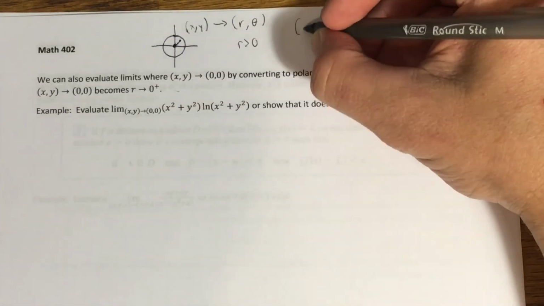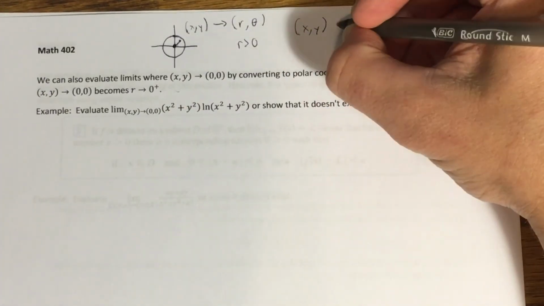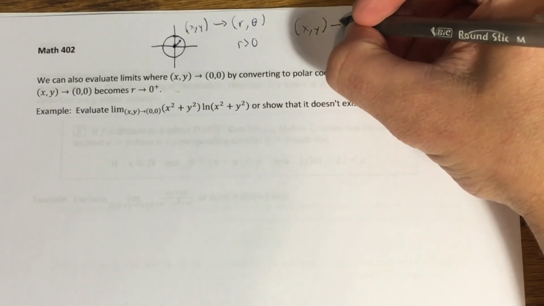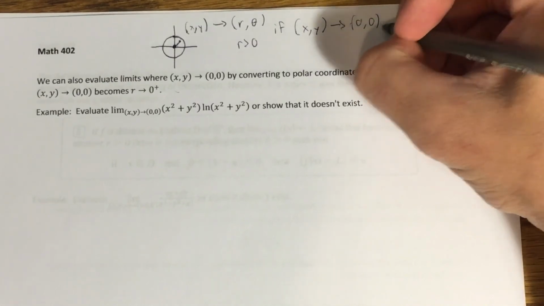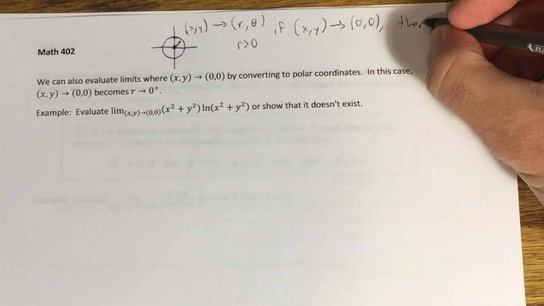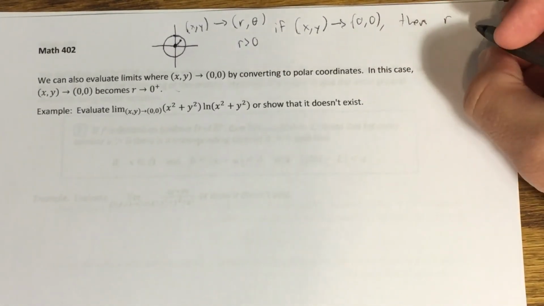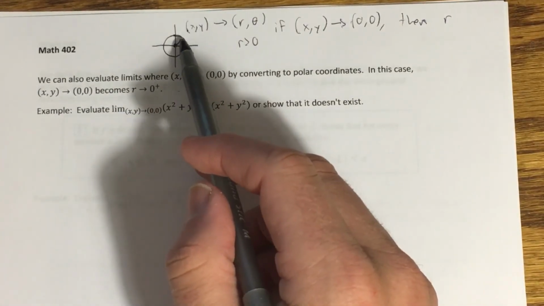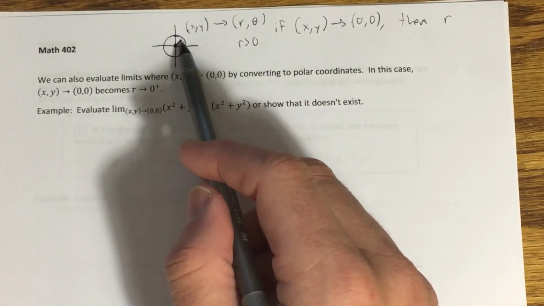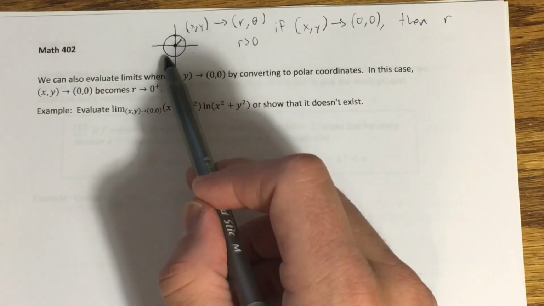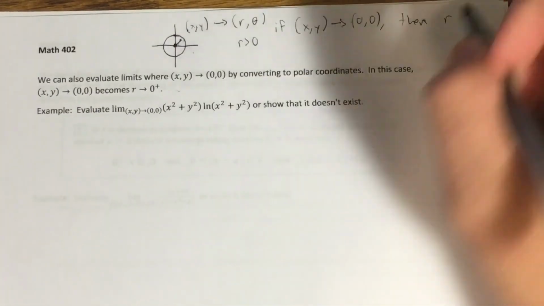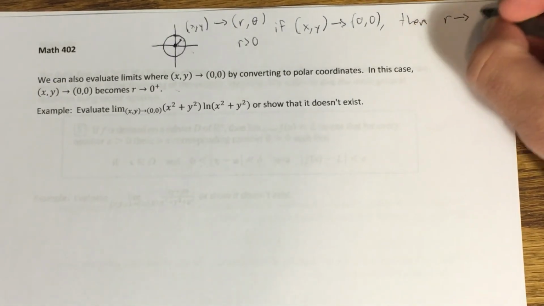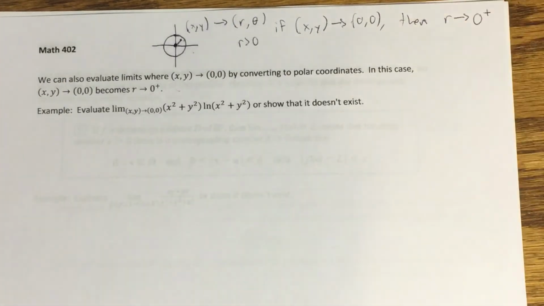So what is happening as (x,y) goes to (0,0)? If (x,y) is going to (0,0), then what's happening to r? Well, again, if (x,y), this point right here, is approaching the origin (0,0), that's shrinking r down to 0 as well. But because we're strictly thinking of r as being a positive number, we can do even better and say that r is approaching 0 from the right, or from the positive side.